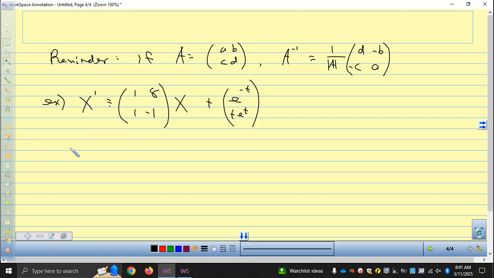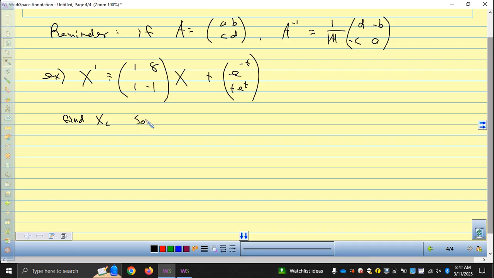So our first step, we need to find our complementary solution. So to do that, we're going to solve determinant of A minus lambda I equals 0. So we get 1 minus lambda, 8, 1, negative 1 minus lambda. That determinant is 0. We do some work here, and this gives us lambda squared minus 9 equals 0. So lambda equals plus or minus 3.